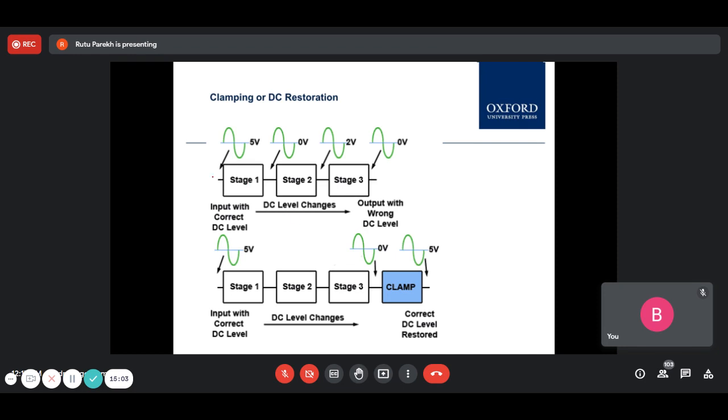So now what happens in your circuit, you know that there are n number of stages. For example, here what is shown is stage 1, 2, and 3. So what is the use of this circuit? This is known as clamping, yani ki you are clamping or changing the level, or DC restoration. So this DC thing is very important.